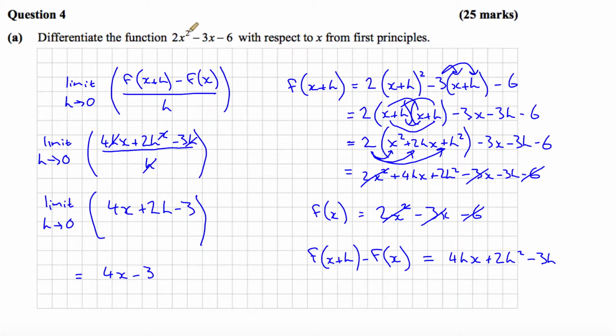And I can just check here by using the differentiation rule. Bring this power to the front, multiply by the 2, so that's 4x to the power 1 minus 3, or 4x minus 3. So I know I've done it correctly.